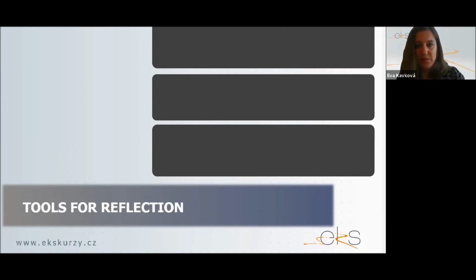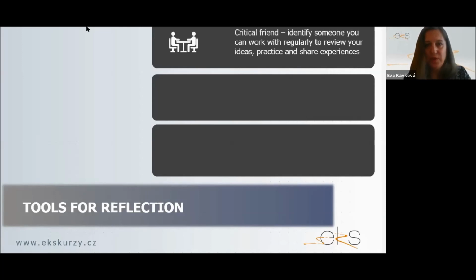And just the last few words, on what tools I have or can use so I can start with critical reflection. The first one is it's good to find a critical friend, somebody who's experienced, and I can talk to him, I can review my practice and discuss some cases if I'm not sure that this was really correct, or I'm having some questions. So it's always good to discuss it with someone.